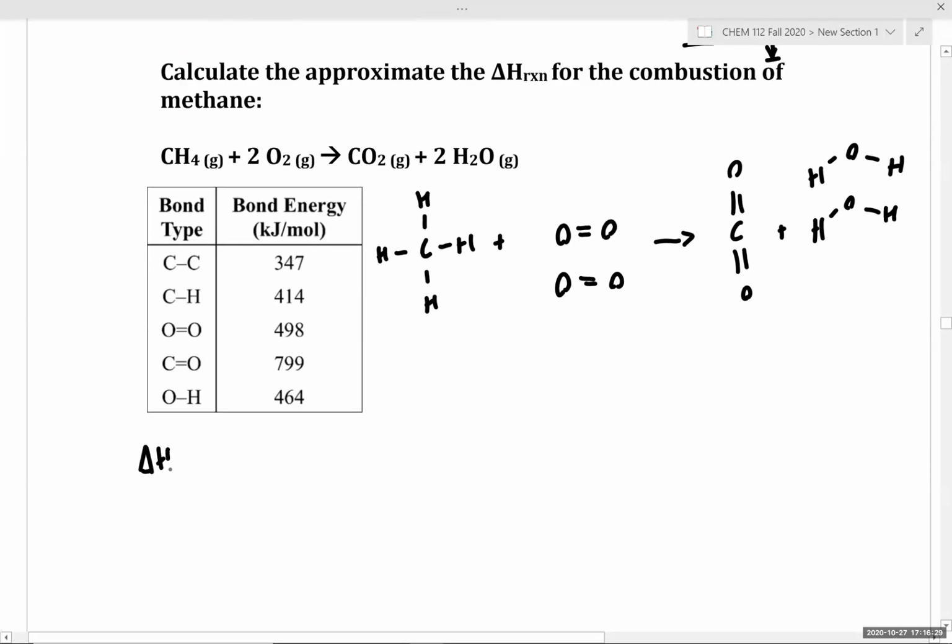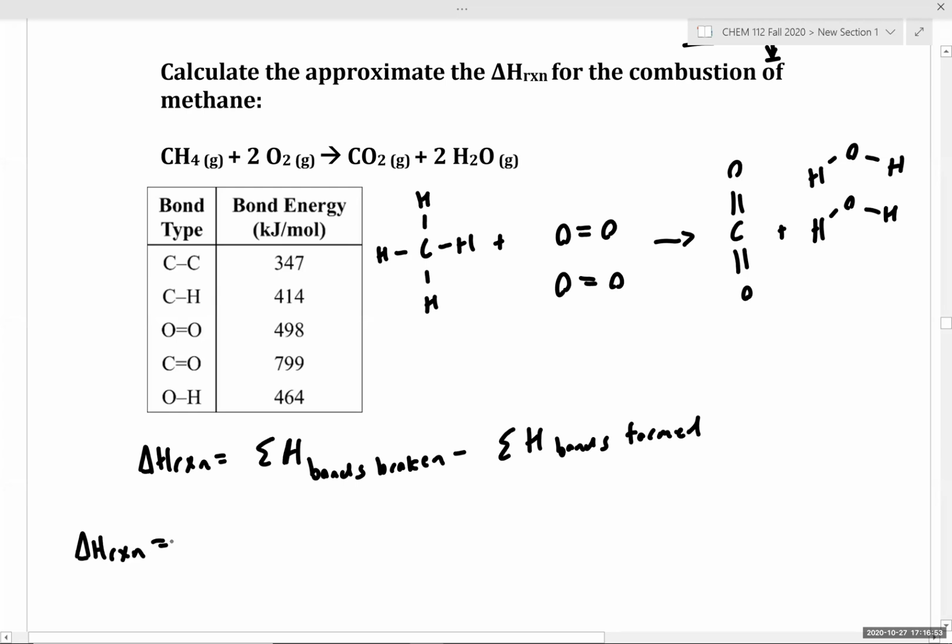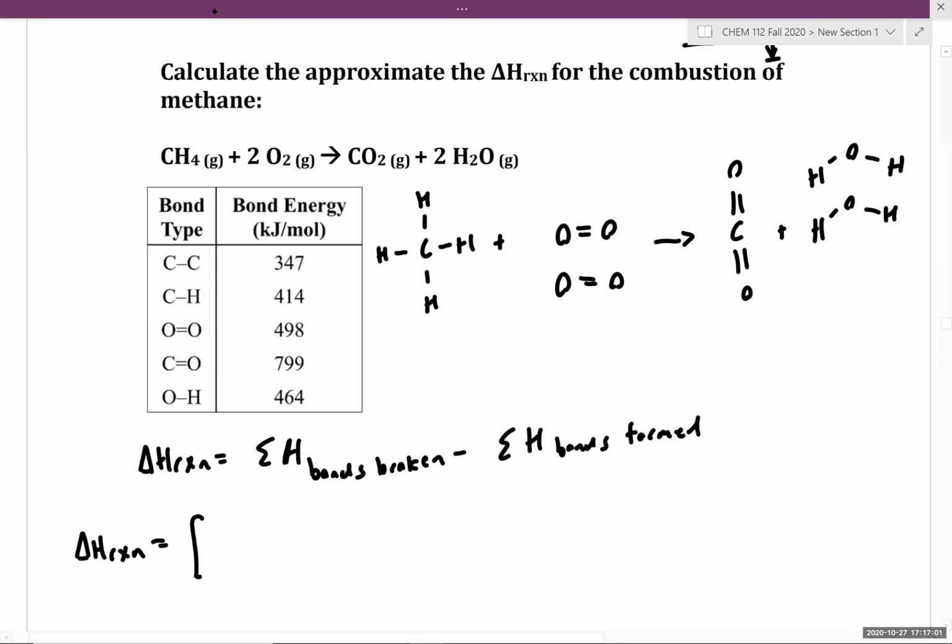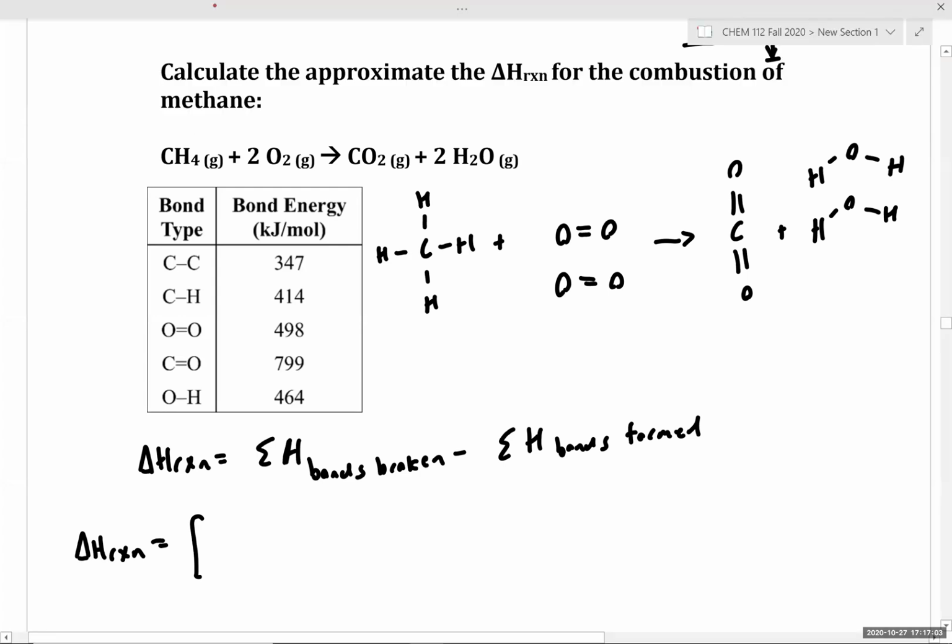So if we know that the enthalpy of reaction is the sum of the enthalpy associated with our bonds broken minus the sum of the enthalpy of our bonds formed, what bonds are we breaking in this process? What bonds are being broken in this chemical reaction?